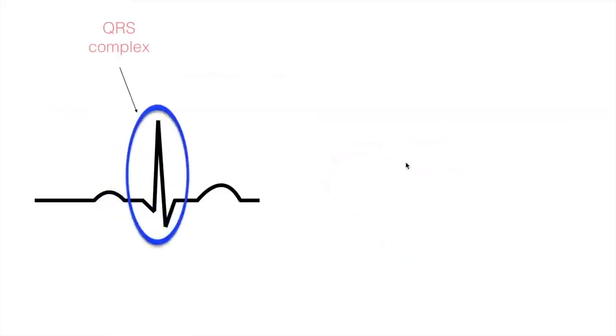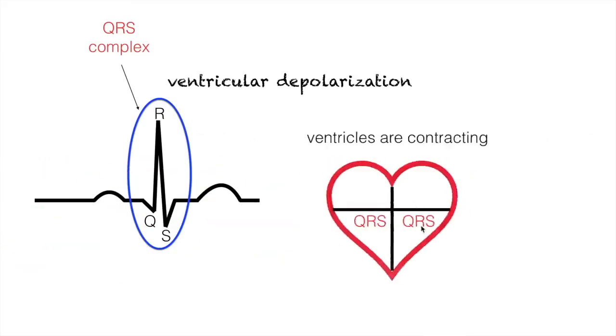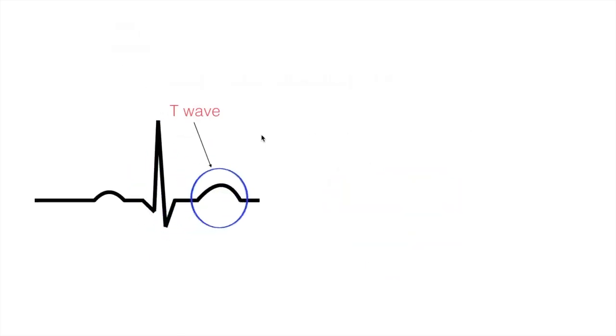Next up, the QRS complex. The QRS complex represents ventricular depolarization. During ventricular depolarization, the ventricles of the heart are contracting. Depolarization is for contraction. So how would you know which one is which? The P wave is for atria while QRS is for ventricles. If you look at the diagram, the QRS complex kind of looks like an inverted V. So V for ventricles. When you see a QRS complex, think about ventricular depolarization.